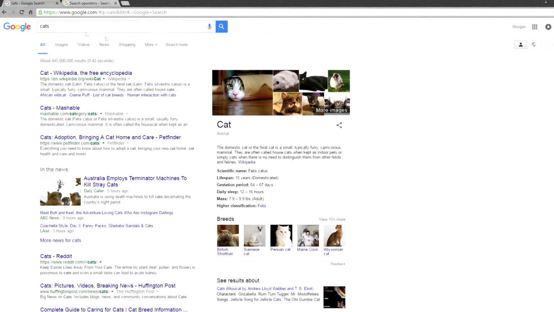Google is definitely the most widely used search engine on the internet today. And this is for very good reason because it is extremely easy to use. There's pretty much nothing you have to add. You just type in what you want to look for, like cats, and you will get all sorts of stuff.